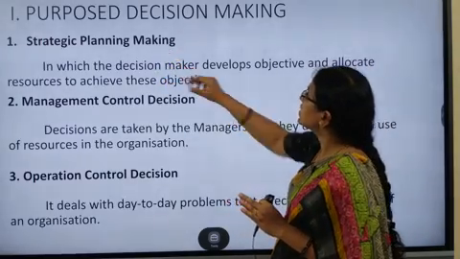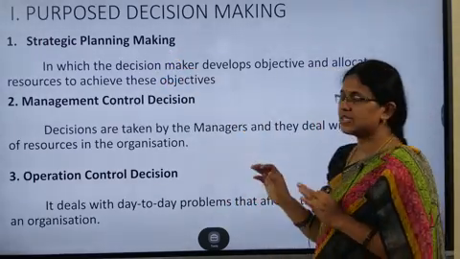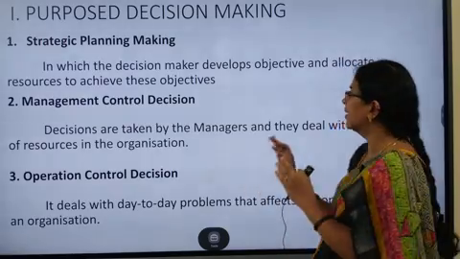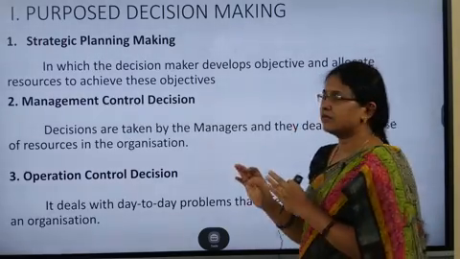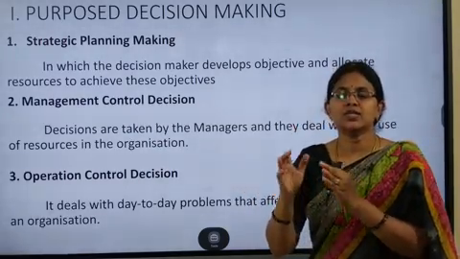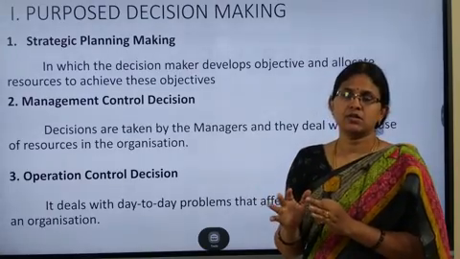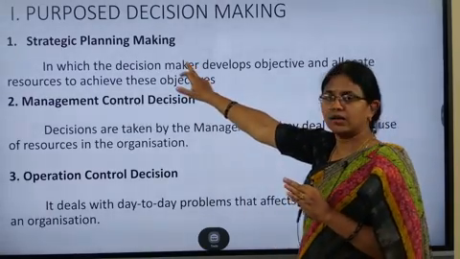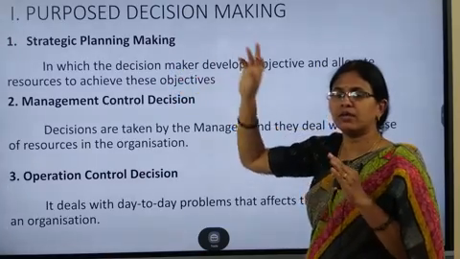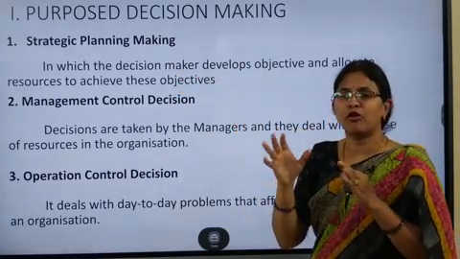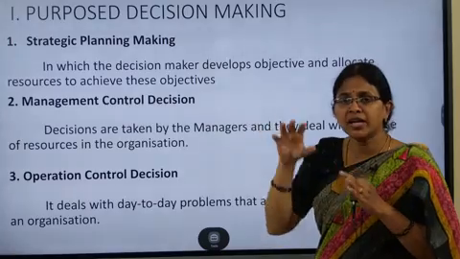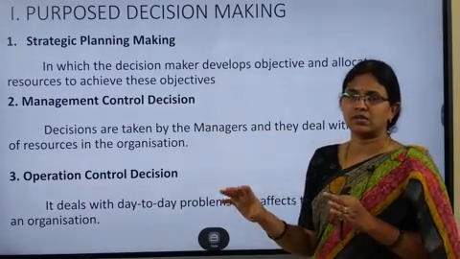First one is strategic planning decisions. In strategic planning, the decision maker develops some objectives and allocates resources according to those objectives. This is completely under the control of the top management. They are the decision makers. That's why they formulate the objectives, and according to the objectives only they will allocate the resources.